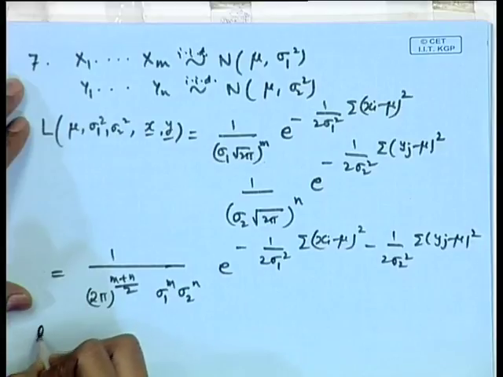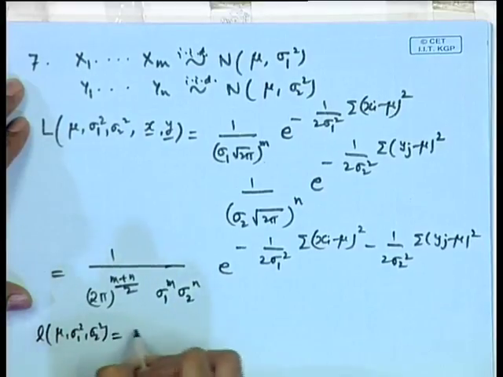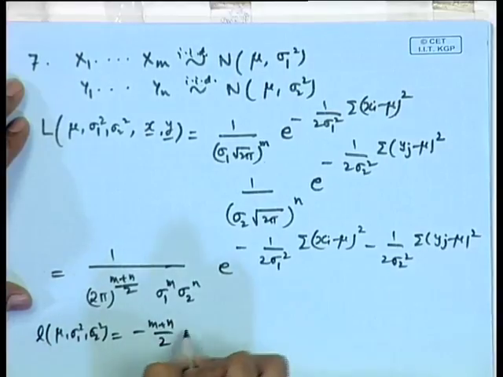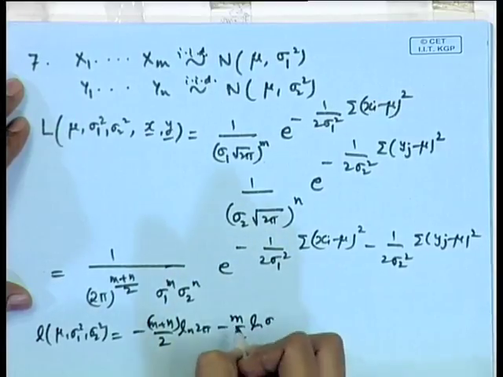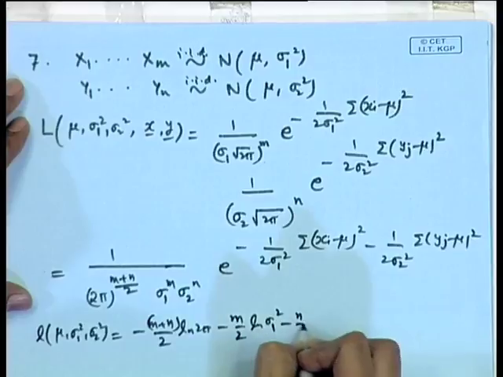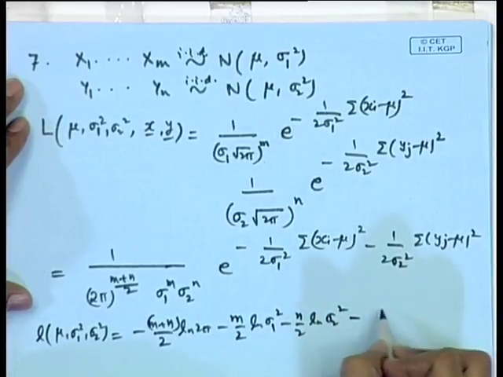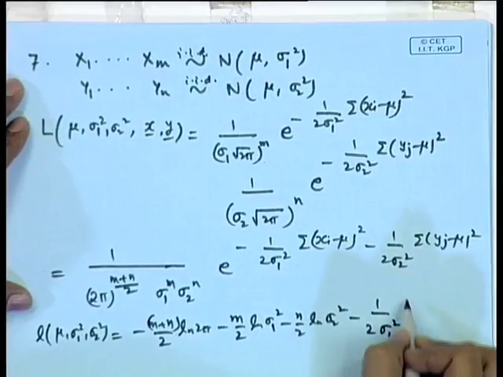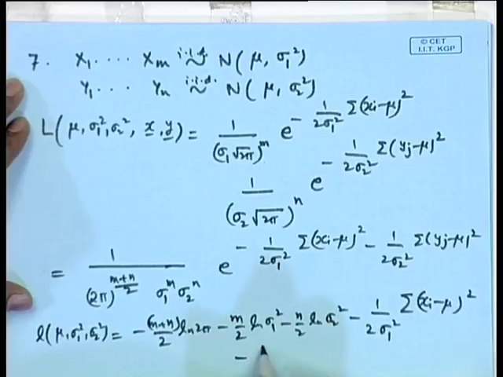So, the log likelihood function is equal to minus (m plus n) by 2 ln 2 pi minus m by 2 ln sigma 1 square minus n by 2 ln sigma 2 square minus 1 by 2 sigma 1 square sigma (xi minus mu) square minus 1 by 2 sigma 2 square sigma (yj minus mu) square.